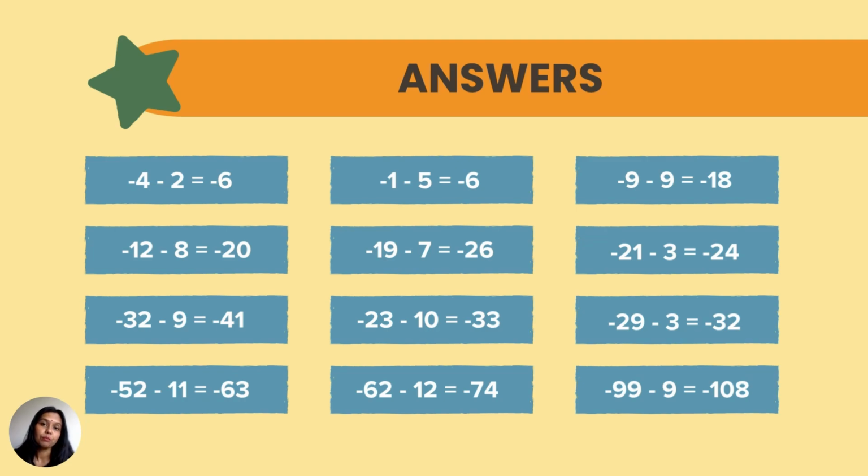Negative 23 minus another 10 would land you at negative 33. Negative 29 minus 3 more will land you at negative 32. Negative 52 minus another 11, you will land at negative 63. Negative 62 minus another 12 will land you on negative 74. And finally, your negative 99 minus another 9 will land you on negative 108.